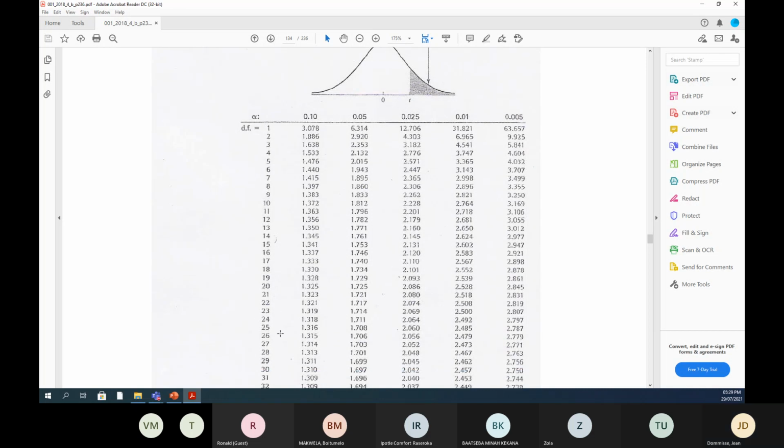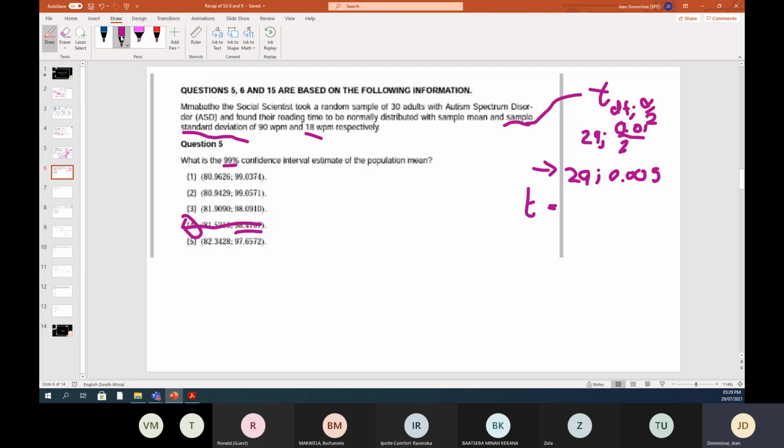Okay, so it is 0.005, 29, so 2.756. Very close to the 2.58. So let's just do that. That is 2.756. Is that what everybody else also got?